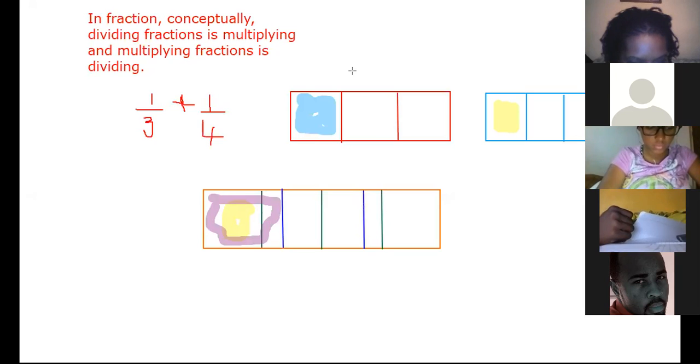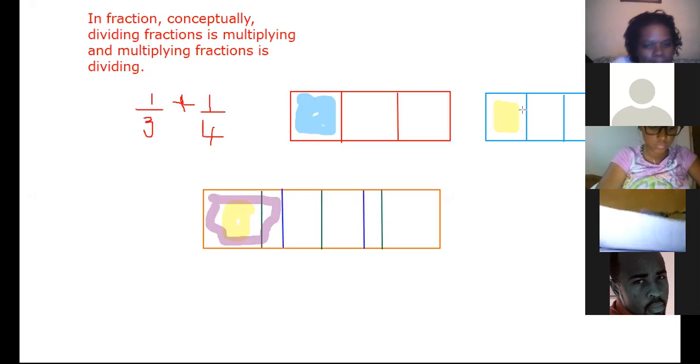Our aim is to get the same size. That is what we want. Because this and this are different sizes, we want to ensure that all of our little partitions are the same size so we could go ahead and add them. Is that okay? Yeah. All right.